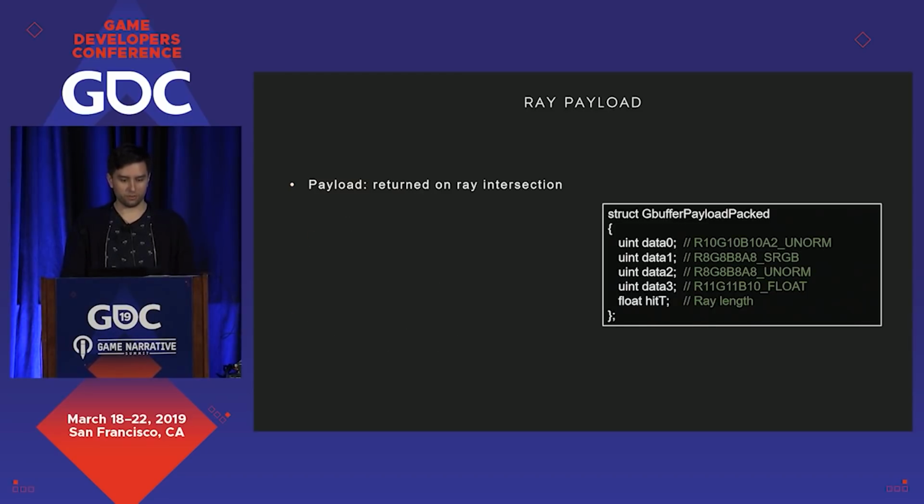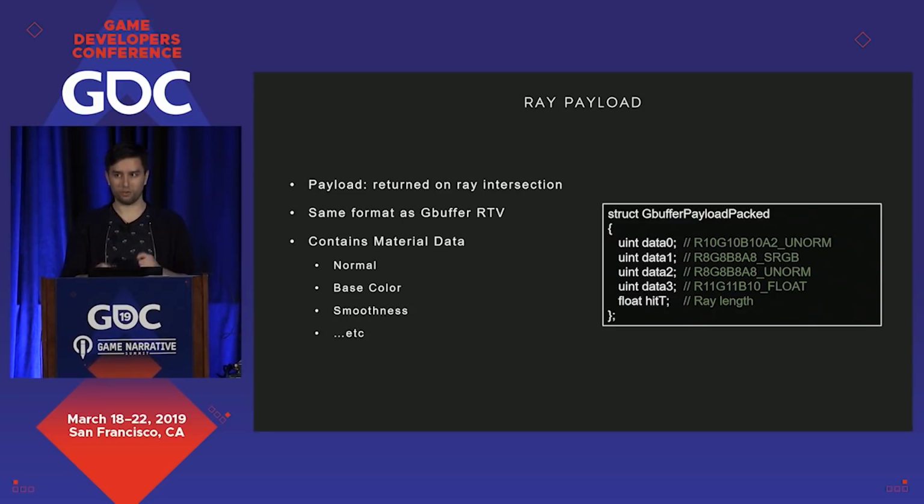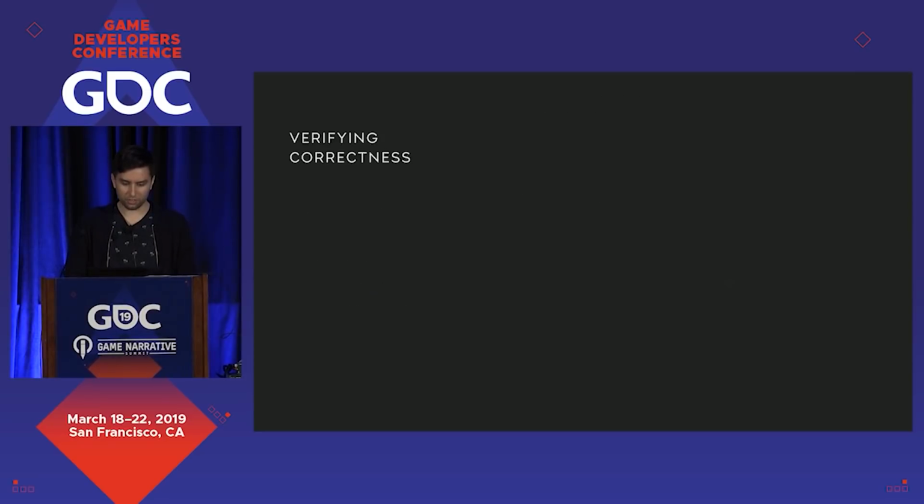Right. Speaking of the payload, what is actually returned from all these closest hit shaders is a payload. It's basically just data with the same format as a gbuffer, which is required to have consistency with lighting. But it serves another good purpose. It keeps the payload small, tightly packed. And also, we can easily verify that our closest hit shaders are actually doing the right thing.